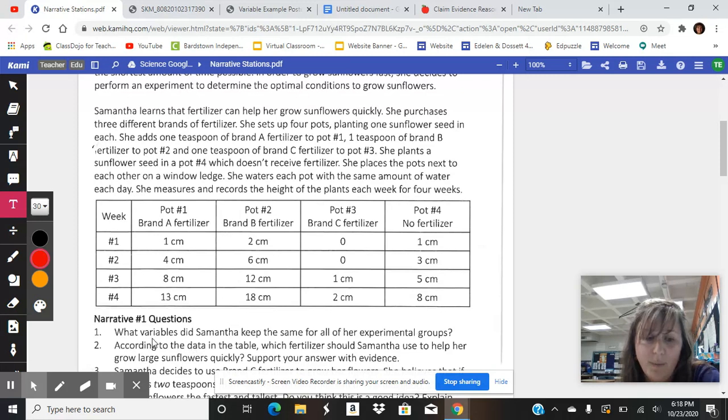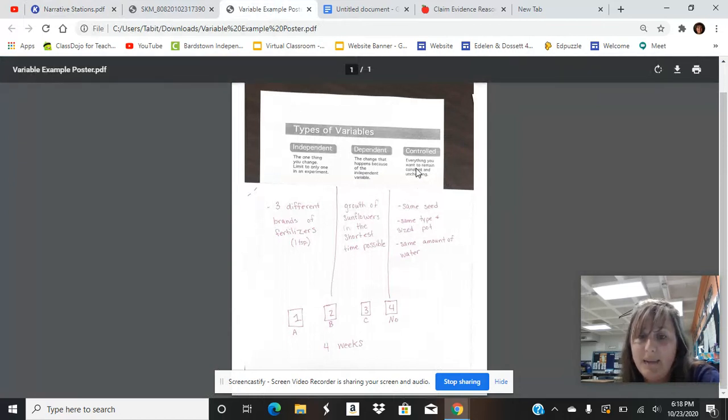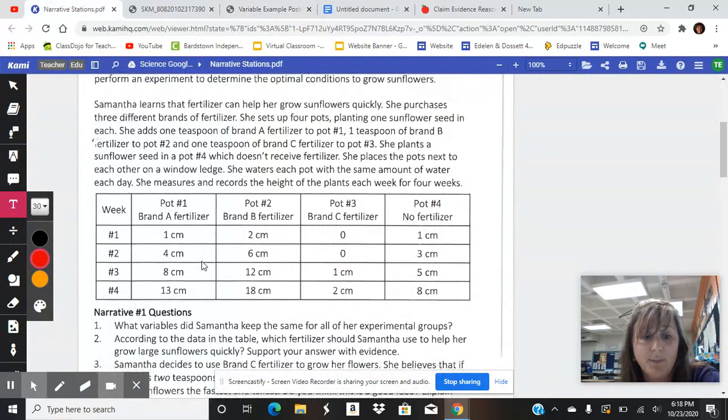So let's look at our questions. Narrative question number 1. What variables did Samantha keep the same for all her experimental groups? And we've already talked about that. What did she keep the same? That would be your controlled variables. She used the same seed, same type and size pot, same amount of water, and the same sunlight, the same position. That's where she kept her plant.